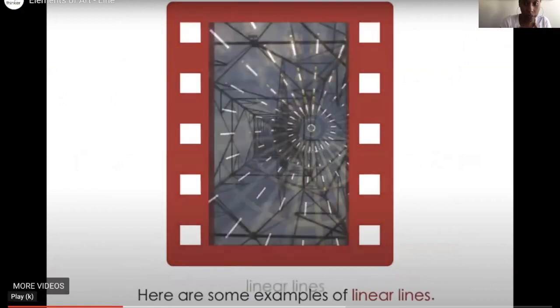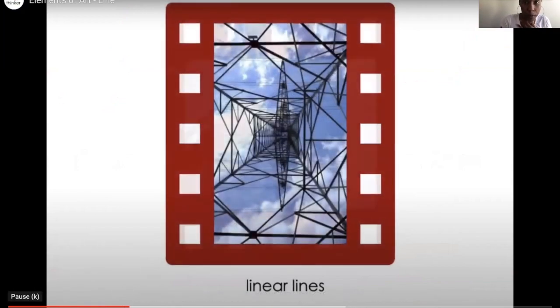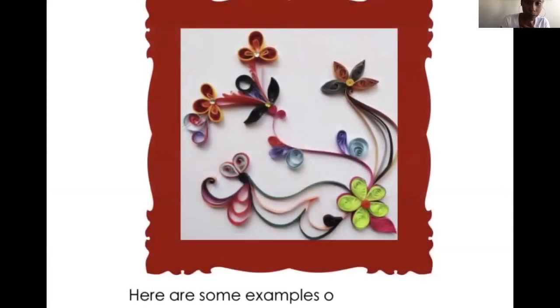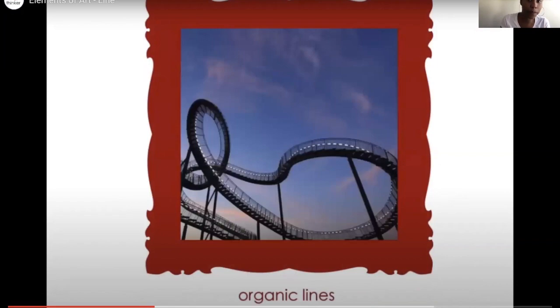Okay. Now here goes some examples of linear lines. Does anybody know what this is from? What bridge is this in San Francisco? It begins with the G. Nobody knows? This is a part of the Golden Gate Bridge in San Francisco. Okay, now here go some examples of organic lines.